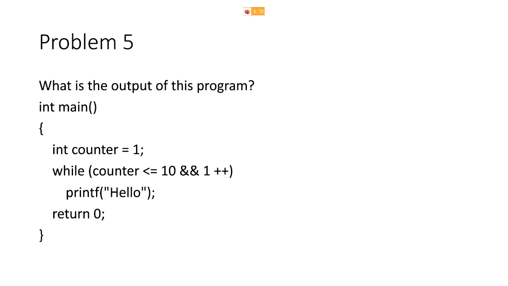But otherwise, let's ignore that in the same question. For this particular program, the answer is compilation error. But let's assume that this 1 plus plus is not there. Just remove this first, and the while condition has counter is less than or equal to 10. Then what will be the answer?